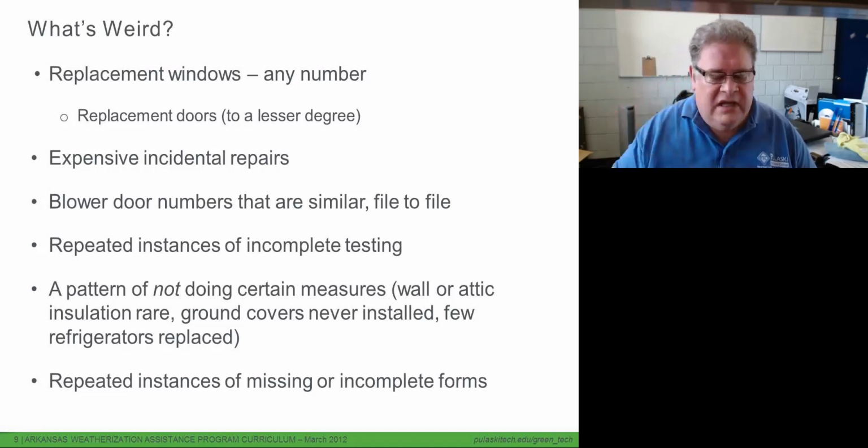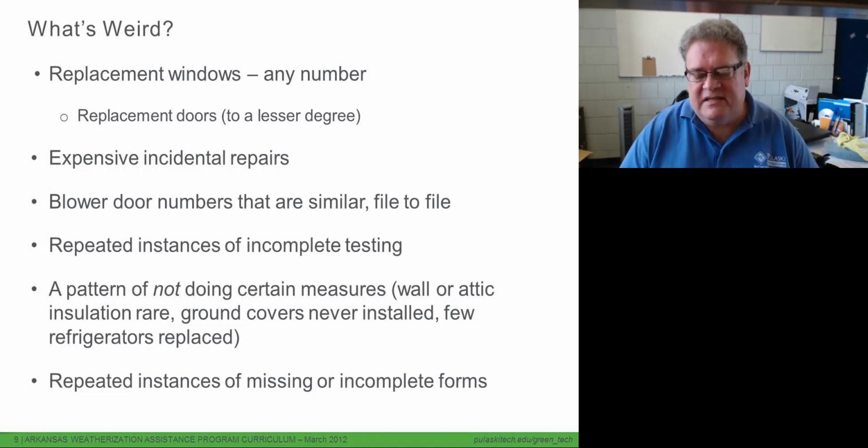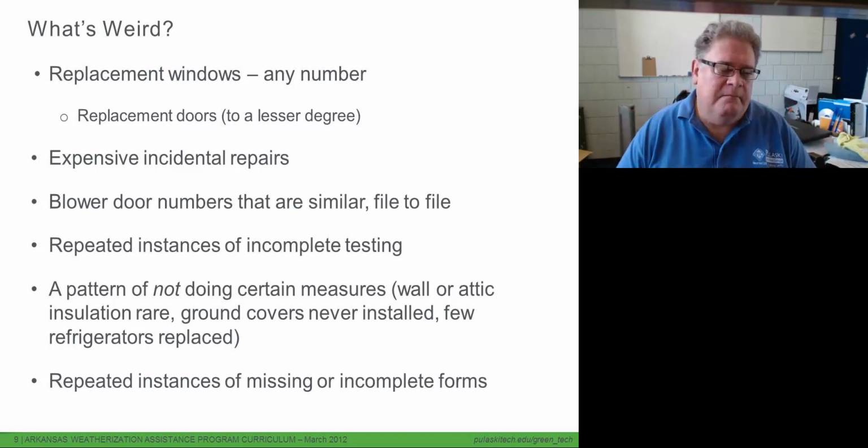Okay, windows. Now in Arkansas, we tend to have lower labor rates, so we can get windows to fall out with an SIR. It's not that uncommon. However, in other parts of the country where window costs and window replacement labor are much higher, that is a flag. So in general, we're going to say that a replacement window is probably a flag. So that's something we want to look into. Replacement doors also, but to a lesser degree.